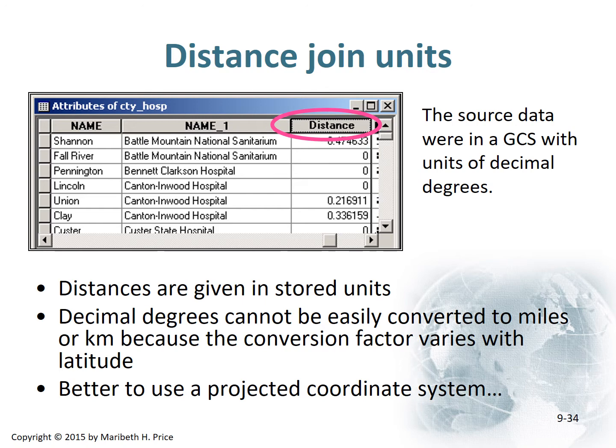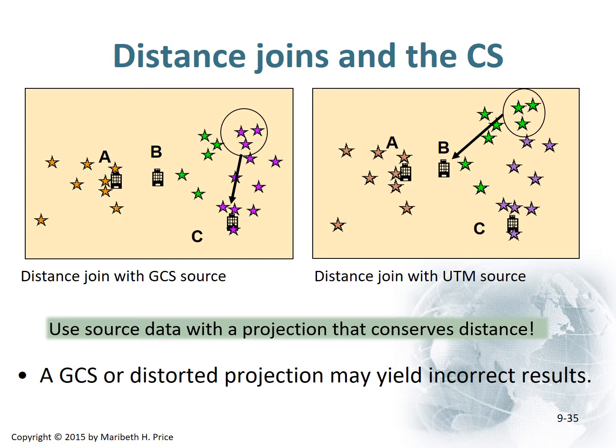There you can see the units. Distances are given in stored units. Decimal degrees cannot be easily converted to miles or kilometers. So here we've got a couple of different coordinate systems. One is in geographic and one is in UTM, and you can see that the same process gives you a different result if you're in a different coordinate system. So you just stay away from the geographic coordinate systems for any type of analysis.